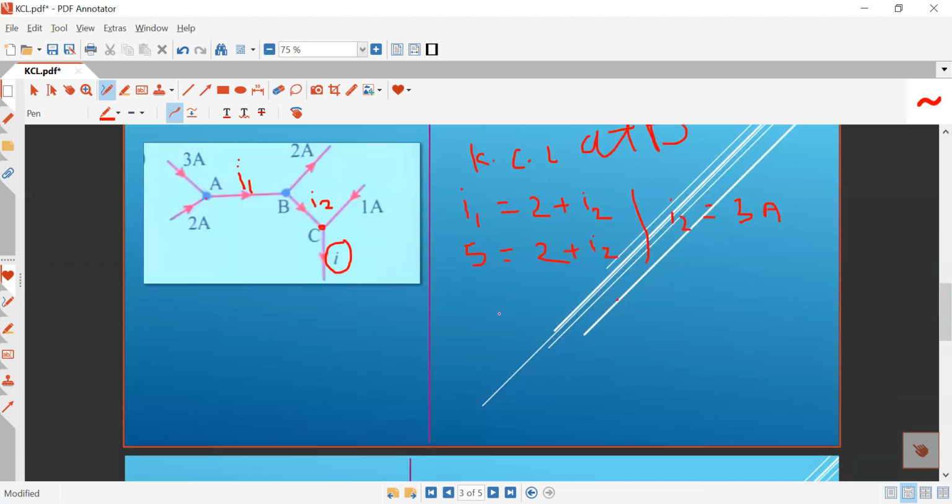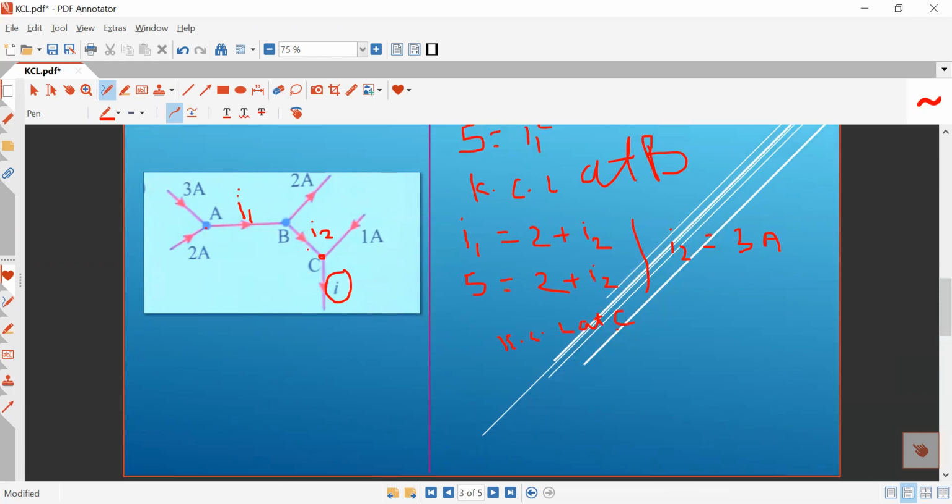And finally, when you apply KCL at C, what will you get? At C, incoming current is I2 plus 1, and the outgoing current is I. Already you have determined the value of I2, which is 3 ampere. So I equal to 3 plus 1. This will be 4 ampere.